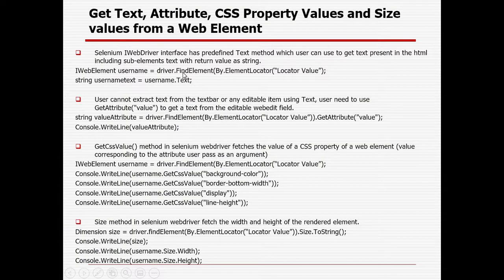If you want to get the text present in the HTML, including some element, you can use the getText method. If you want to get the text from an alert, you can use driver.switchTo().alert() and getText. But if you want to get the text from a web edit box, whatever value you are entering, you cannot get it with the getText method. You have to use getAttribute and then value. And similarly, another important method available is getCssValue, through which you can fetch the value of a CSS property of a web element, and with the help of the getSize method available in the WebElement class, you can fetch the size as well as the height and the width of the rendered element.